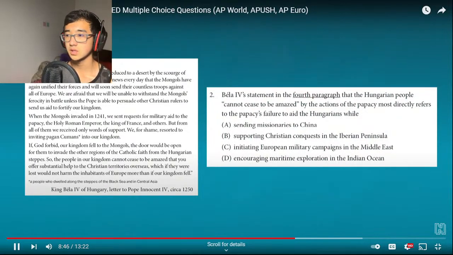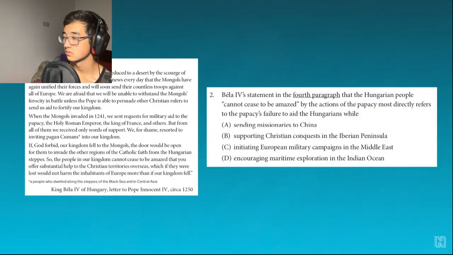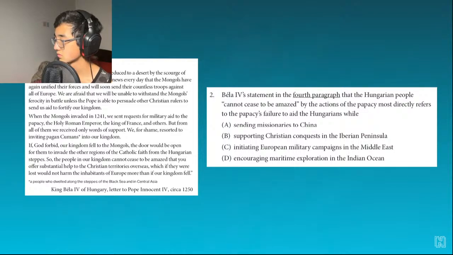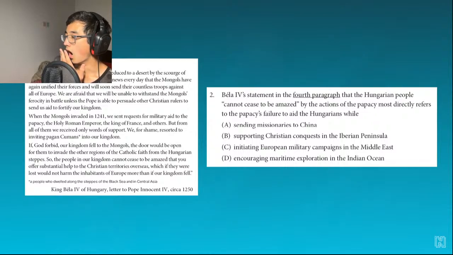Bela IV's statement in the fourth paragraph that the Hungarian people cannot cease to be amazed by the actions of the papacy most directly refers to the papacy's failure to aid the Hungarians while A, sending missionaries to China, B, supporting Christian conquests in the Iberian Peninsula, C, initiating European military campaigns in the Middle East, or D, encouraging maritime exploration in the Indian Ocean.